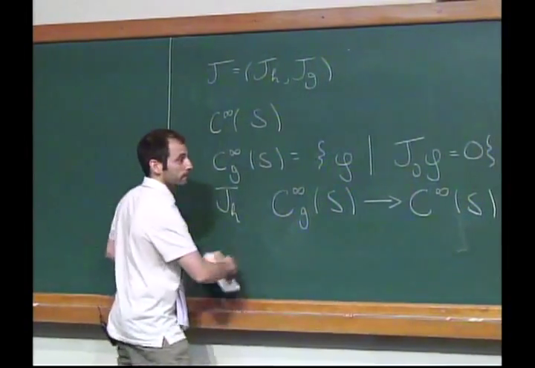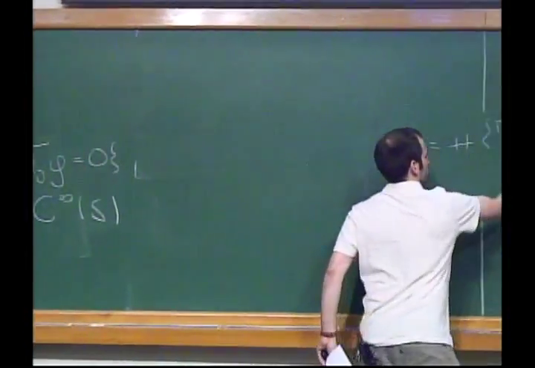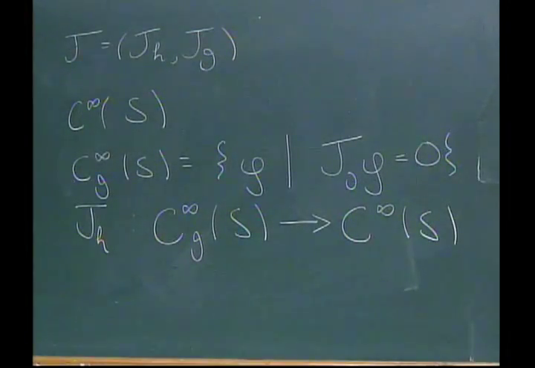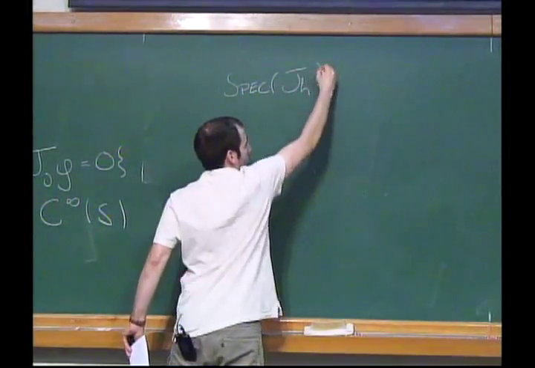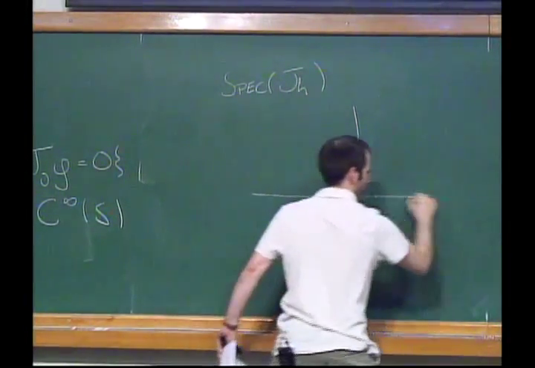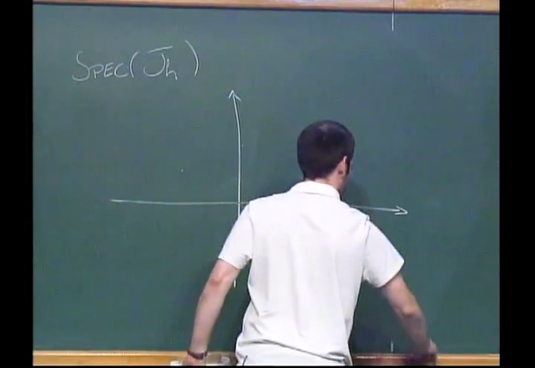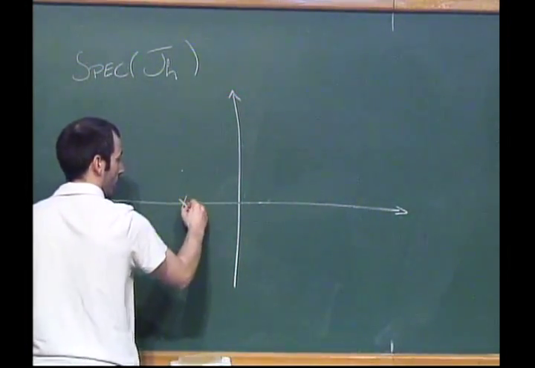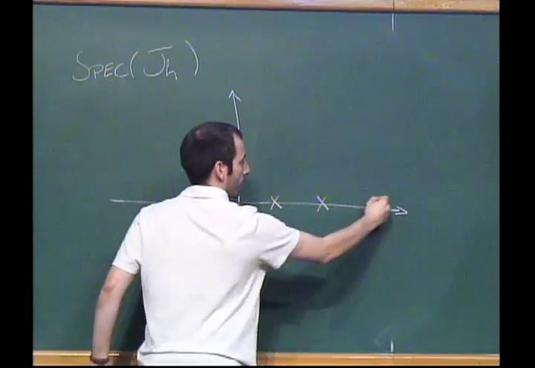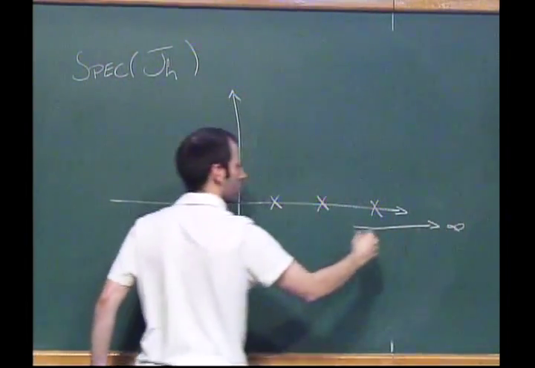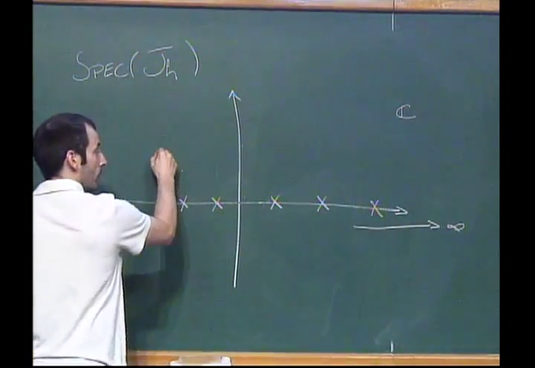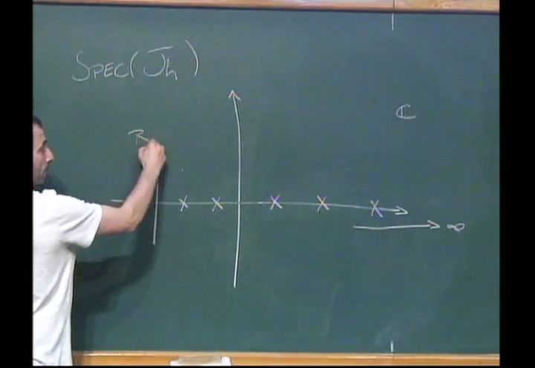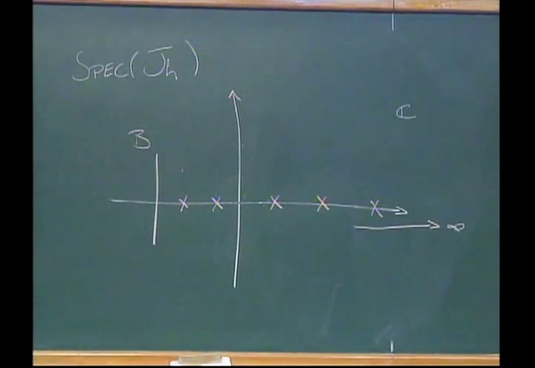So if you have a look then at the spectrum of JH, you know that the spectrum of JH is a discrete subset. I'll choose it this way. And then it goes off to infinity in this direction. It's a discrete subset of C, which is bounded below by some constant B. And we know, moreover, that all the eigenvalues have finite multiplicity.